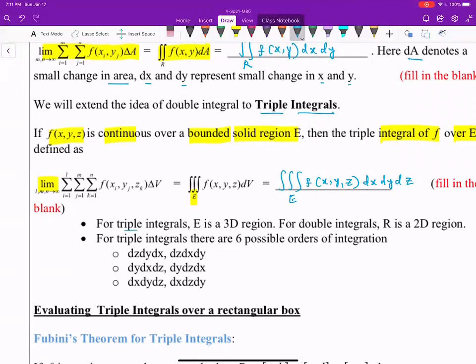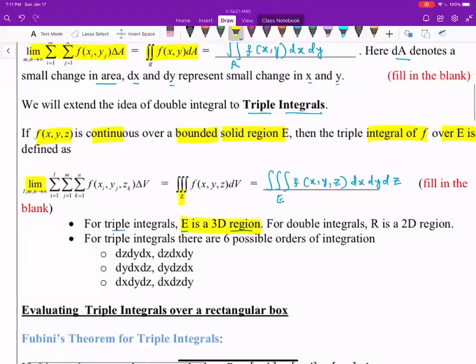For triple integrals, E is a 3D region, so it's a solid. For double integrals, R is a two-dimensional region. We have seen double integrals over a rectangle, and we have also seen double integrals over a general region. So R doesn't mean rectangle here. It could be any two-dimensional region.